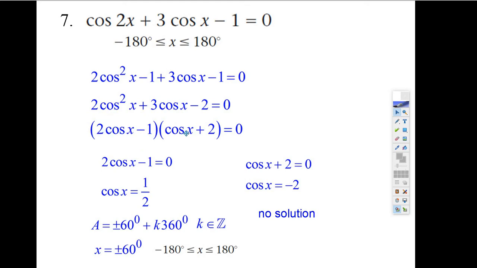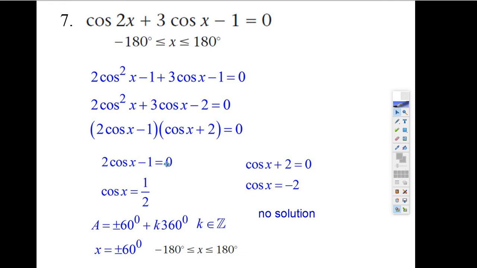So if you put 2 cos x and cos x, that gives you 2 cos squared x. Now to get minus 2, it's got to be 1 times 2 somehow. We need to get this plus 3 cos x here, though. Well, 2 cos x times 2, that's 4 cos x. And minus 1 times cos x is minus cos x. Well, 4 cos x minus cos x, that does give me the 3 cos x. So this thing's just right.